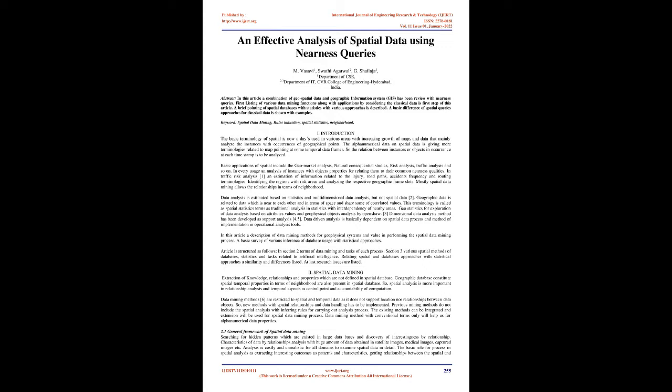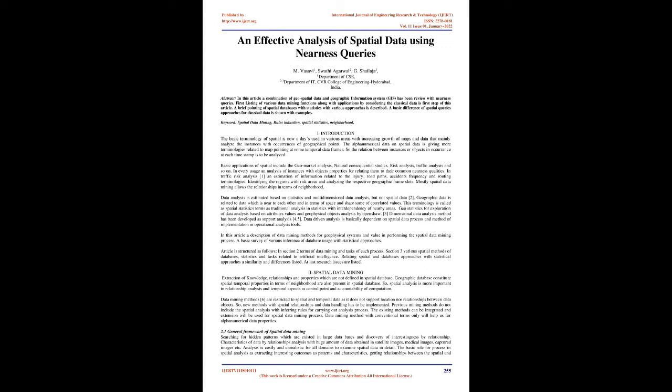Introduction. The basic terminology of spatial is nowadays used in various areas with increasing growth of maps and data that mainly analyze the instances with occurrences of geographical points. The alphanumerical data on spatial data is giving more terminologies related to map pointing at some temporal data frames. So the relation between instances or objects in occurrence at each time stamp is to be analyzed.